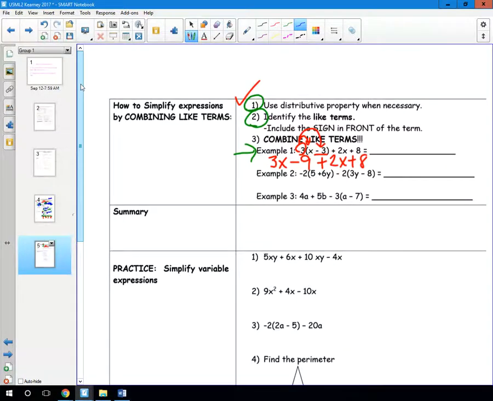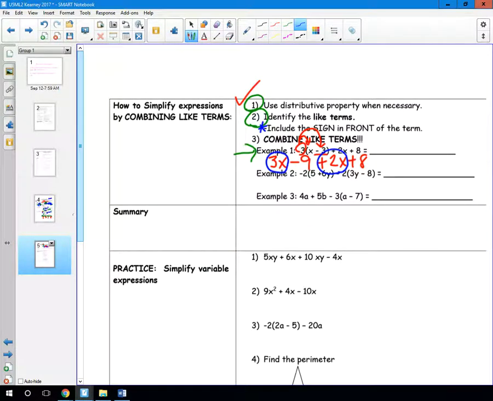So for me, I use shapes to help me identify like terms. And when you identify like terms, something super important is you want to make sure you include the sign in front. So for example, 3x, what is like 3x? 2x, but you got to include the sign. So what do we treat the 2x like? What goes with the 2x? Plus 2x. That tells me it's positive 2x.